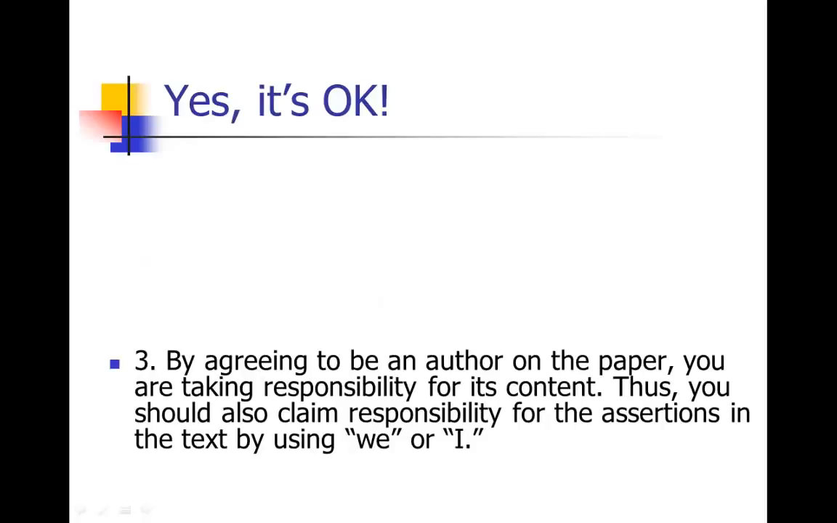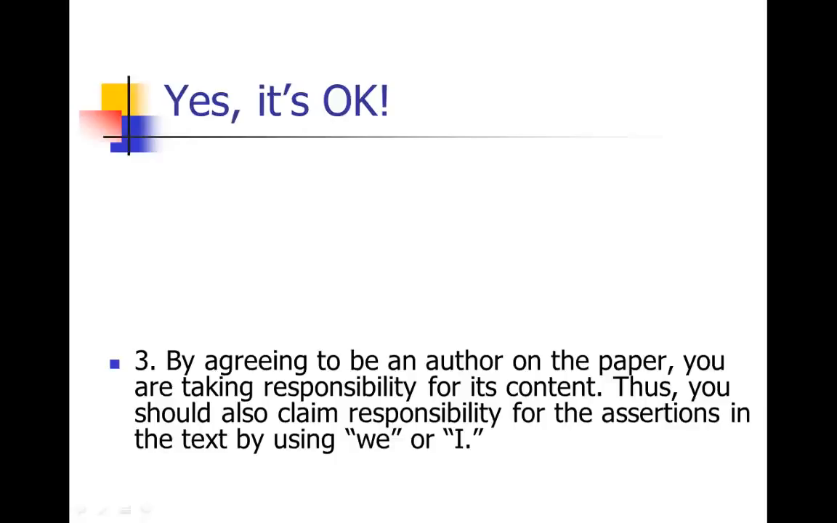And then finally, another really important reason for going ahead and using we or I in your paper is that when you agree to be an author on the paper, you're putting your name there as an author, you are taking public responsibility for its content. So I think when you use we and I in the writing of the body of the paper, it just acknowledges the fact that yes, you're taking public responsibility for that content. So go ahead and claim responsibility. That'll remind you as you're writing or editing the manuscript that you are taking responsibility. So go ahead and use we or I and claim that responsibility.